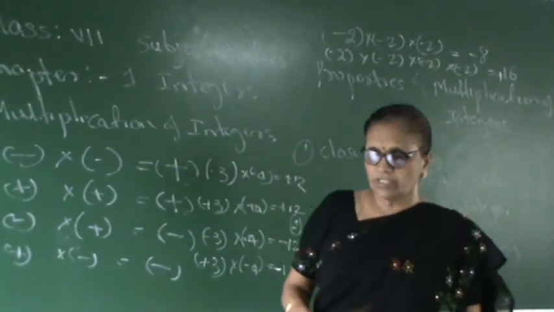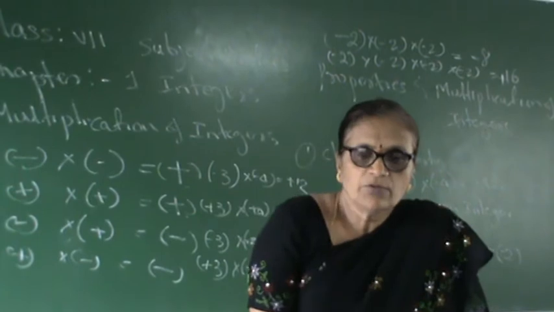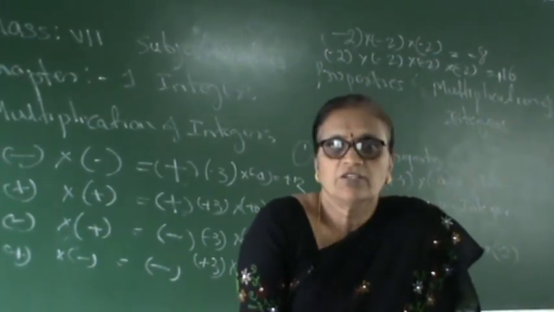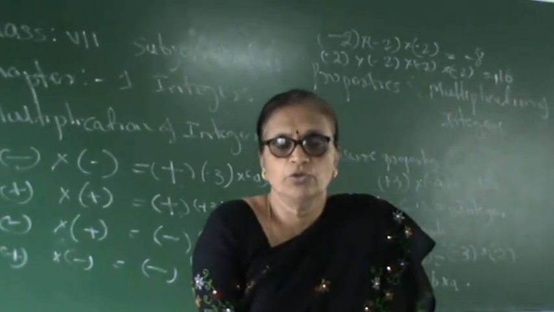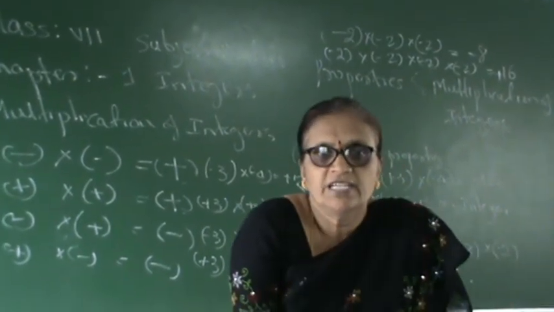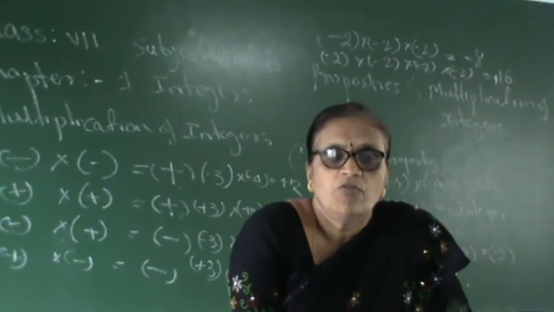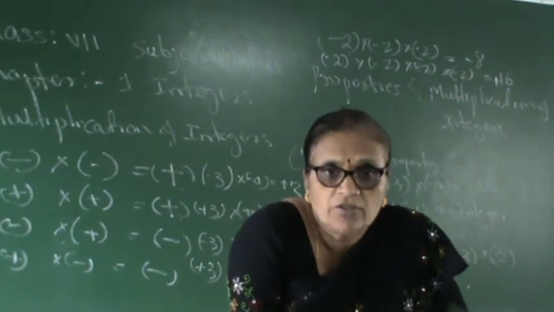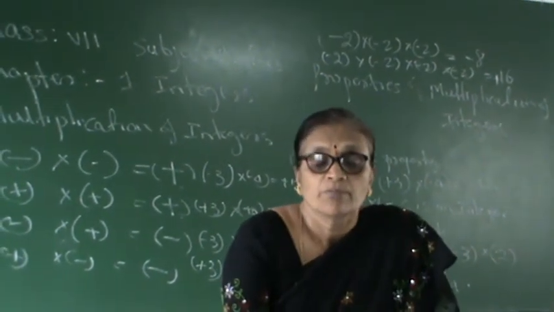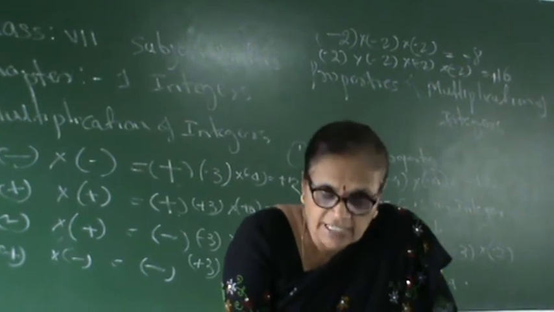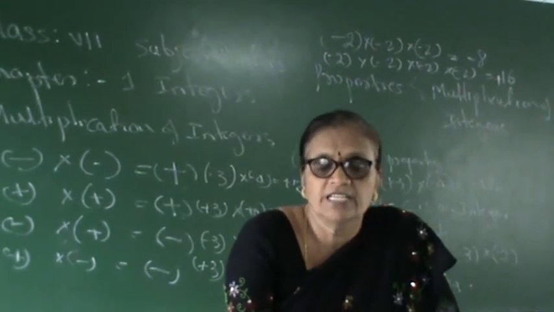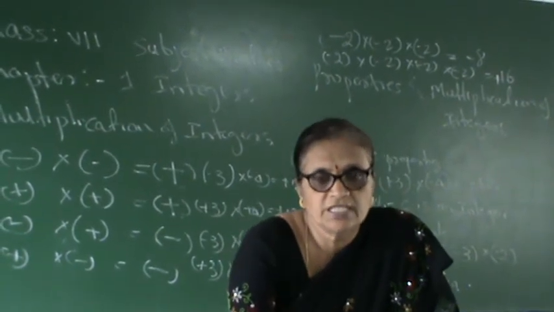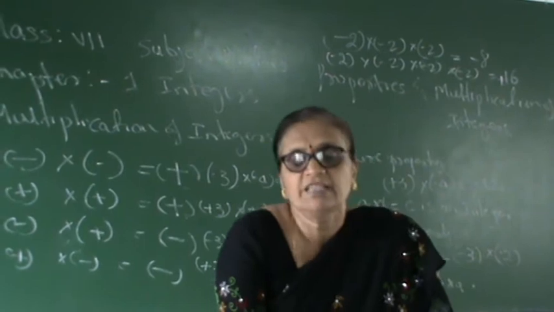So, before going further, I will give some important points. The product of two negative integers is always positive. The product of two positive integers is also positive. The product of one negative and one positive integer is always negative. The product of three negative integers is negative. The product of four negative integers is positive. Like this you are writing. Then before going to the exercise 1.3, I will explain the properties.